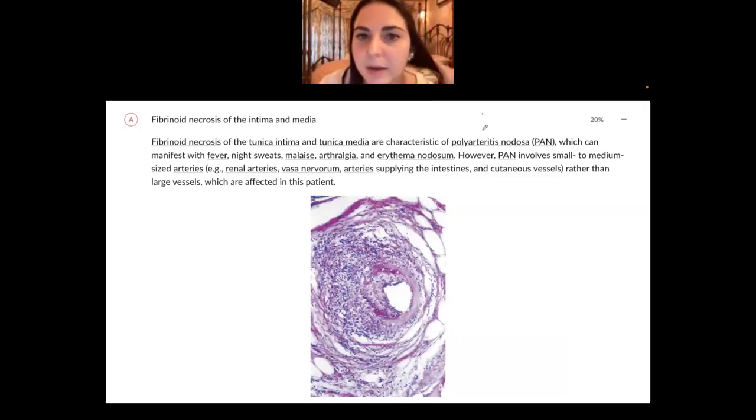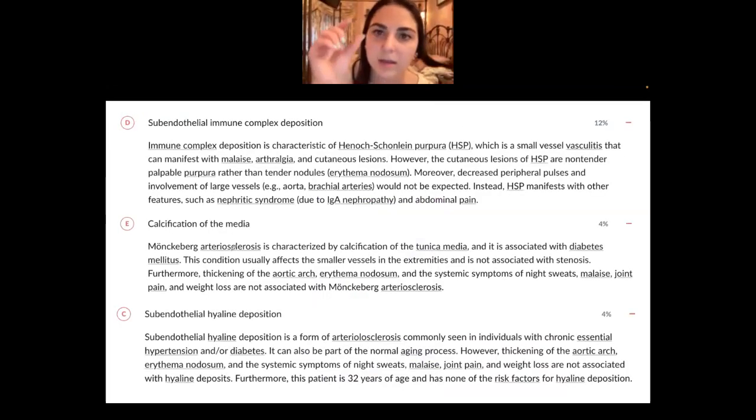And then this was the other commonly picked one, polyarteritis nodosa, your fibrinoid necrosis. That's the necrosis, and then the inflammation, and that's what's causing the nodules that you see. And then just the other ones.